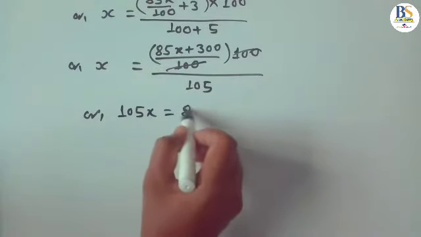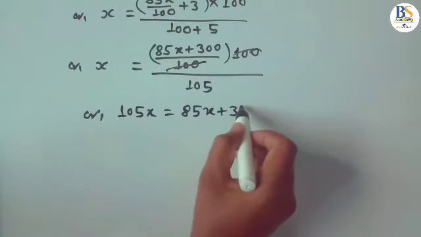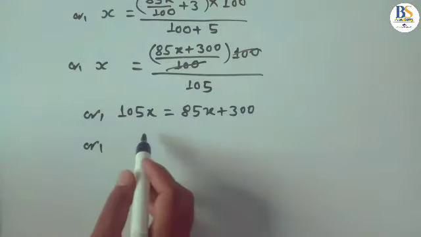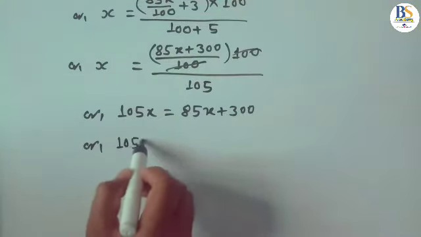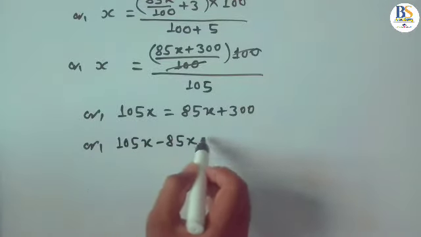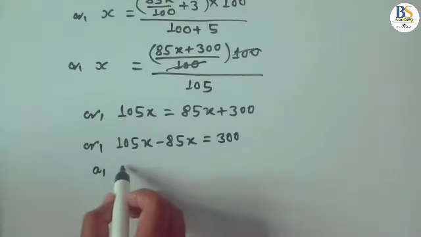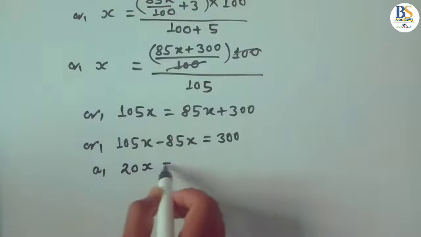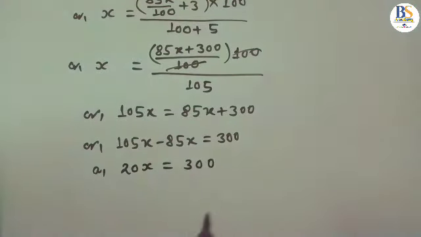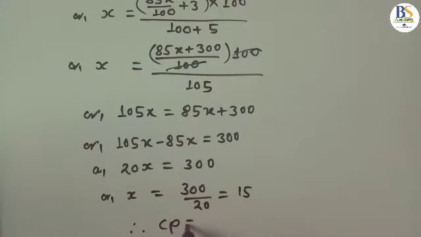By cross multiplication, 105x equals 85x plus 300. Then solve by arranging like terms. 105x minus 85x equals 300. This equals 20x, so x equals 300 divided by 20. This equals 15. Therefore CP of a pen is Rs 15.